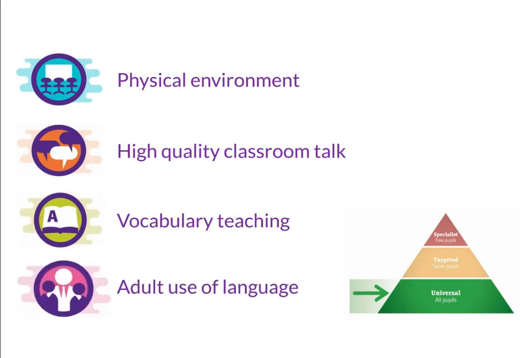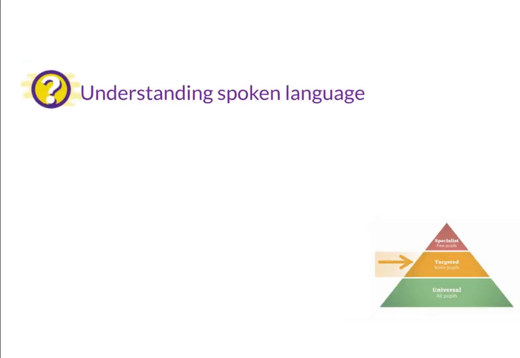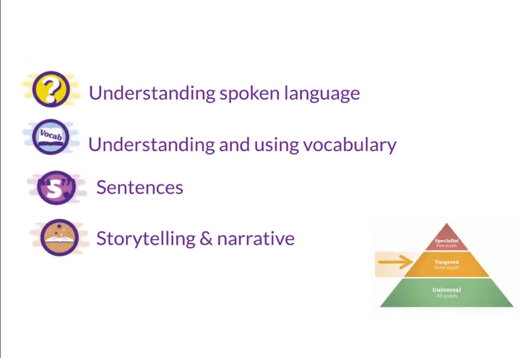Included in the toolkit is advice on the physical environment, high-quality classroom talk, vocabulary teaching, and adult use of language. Some pupils require additional support and may be included in individual or group interventions at school. This is known as targeted support. Support will address the area of need identified.